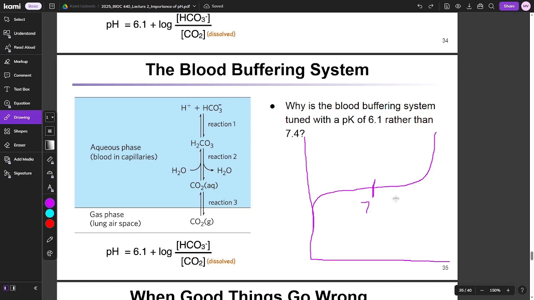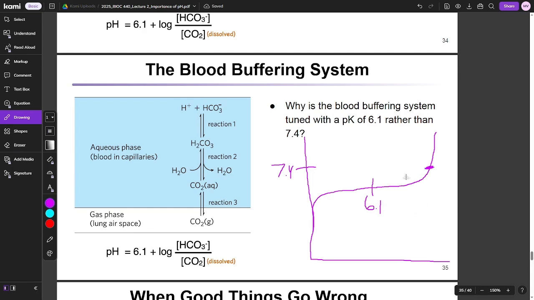But the cool thing is, by starting at the pKa of 6.1, we are already quite acidic, so there's room for that buffer to basically buffer. So remember, pH 7.4 is where we're at. Let's just say that this marker is 7.4, and this is 6.1. We're now here in our buffer.